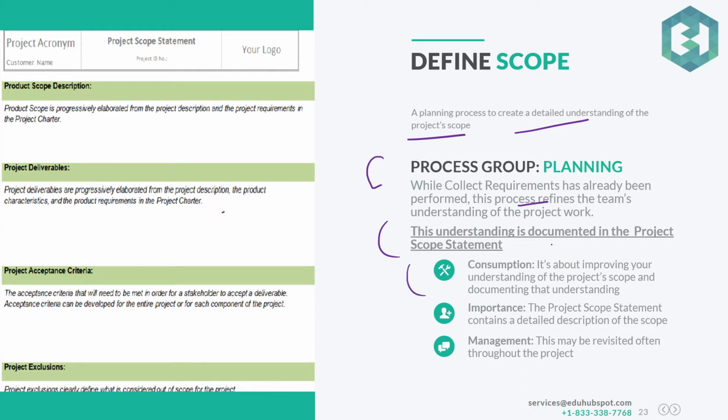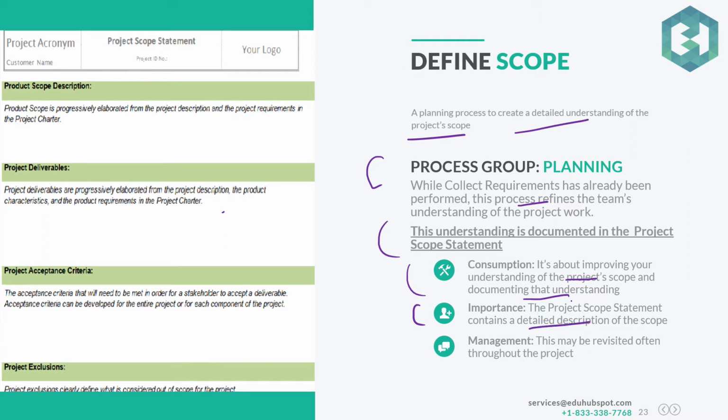Let's see the top 3 points. The consumption: it's about improving your understanding of project scope and documenting that understanding. As a team member, you want to implement a particular requirement and you want to know what all things are part of it. This is where you would go back, see the scope statement, and understand more about it. Importance: the project scope statement contains the detailed description of scope.